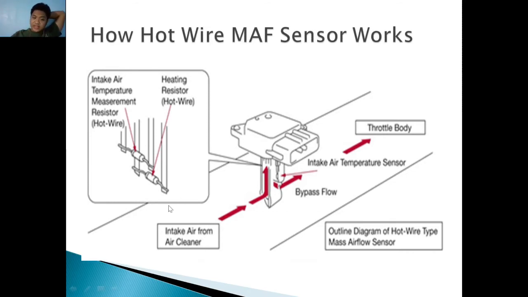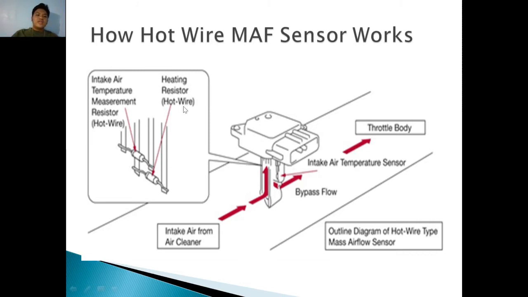This is from the air cleaner box, and here it is going to the air intake manifold. In between, you will see the MAF sensor usually. So here's the main sensor. Here's the air intake temperature sensor, because usually in the MAF sensor, there's also the air temperature sensor. Okay. These are the two wires.